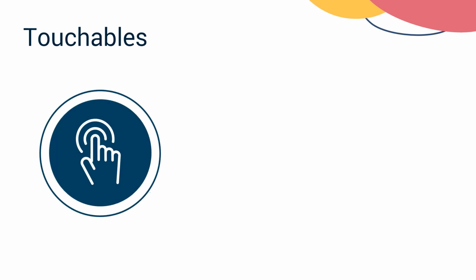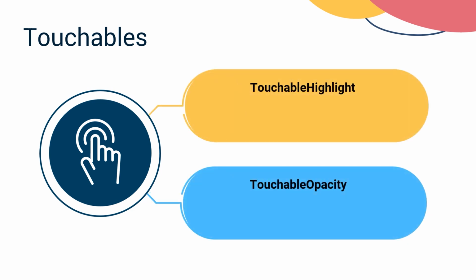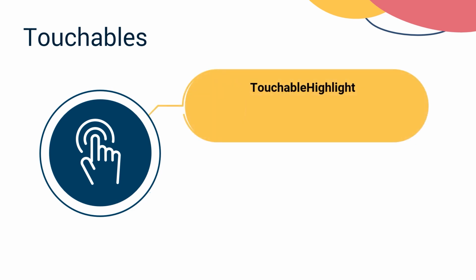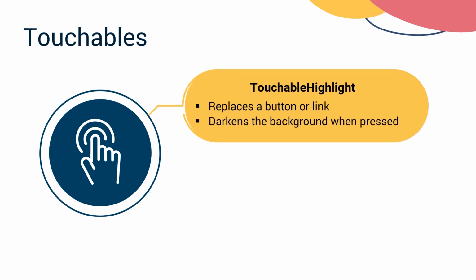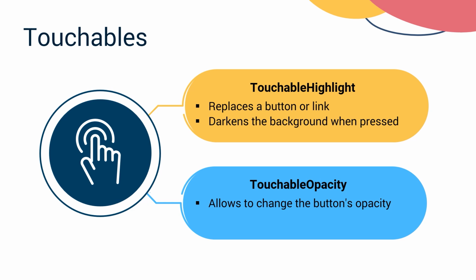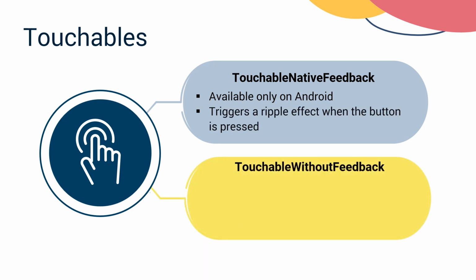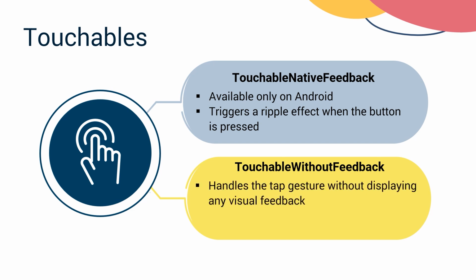However, if the basic button doesn't meet your needs, React Native offers Touchables. Touchables is an umbrella term for several touchable components available in React Native, including TouchableHighlight, TouchableOpacity, TouchableNativeFeedback, and TouchableWithoutFeedback. TouchableHighlight can replace a button or link where the background darkens when the user presses it. TouchableOpacity allows you to change the button's opacity, revealing the background when pressed. TouchableNativeFeedback is available only on Android and triggers a ripple effect when you press the button. Use TouchableWithoutFeedback when you want to handle the tap gesture without displaying any visual feedback.